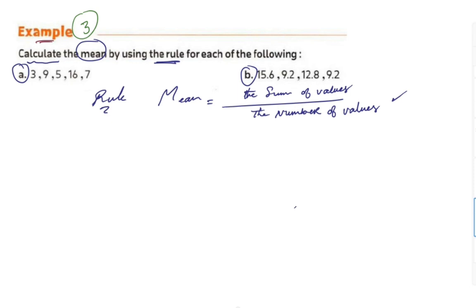Okay, so to solve point A, we have 3, 9, 5, 16, 7. You need to find the mean by the rule. First, add them: 3 plus 9 plus 5 plus 16 plus 7, over what? Over the number of them. What's the number? 1, 2, 3, 4, 5. Just count the number. 5.